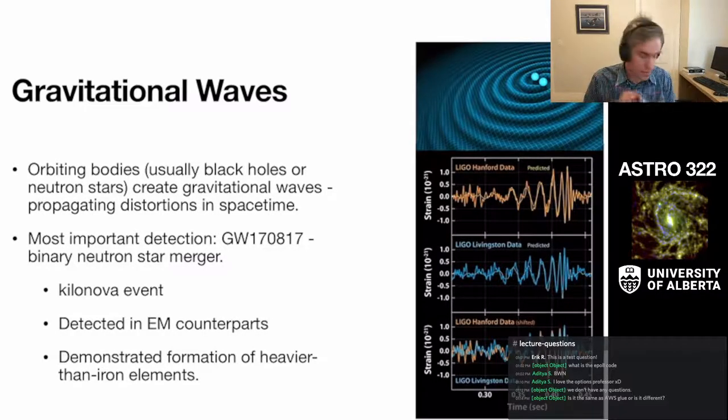So this kilonova event exploded off and was detected first through the gravitational wave inspiral, but then through electromagnetic counterparts, which is really pretty cool. So we saw both the gravitational wave and a flash of light across the spectrum that has been evolving for months and years after that. And when they did the spectroscopy of that light, they discovered it was very rich in heavy elements.